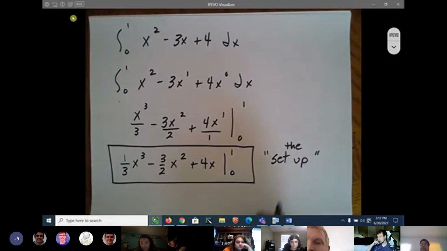Can somebody tell me what this is used for? Some of you that's had calculus before or pre-calculus. What is the setup? Anybody?